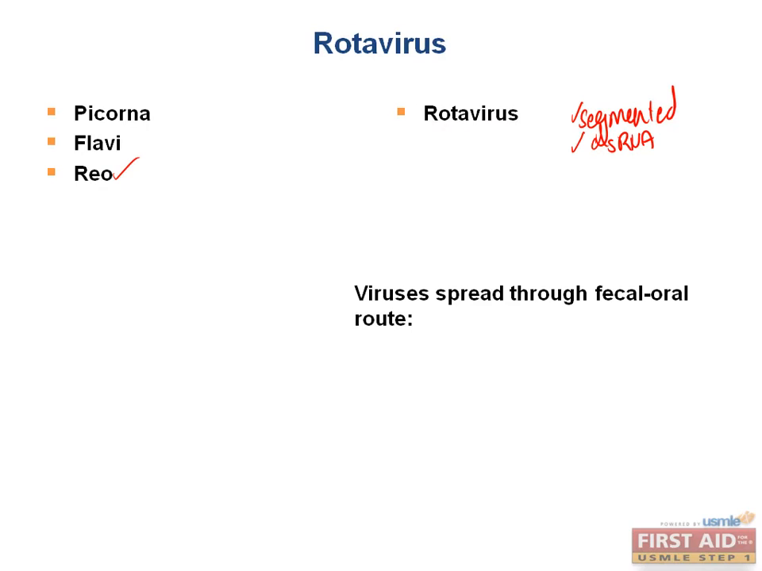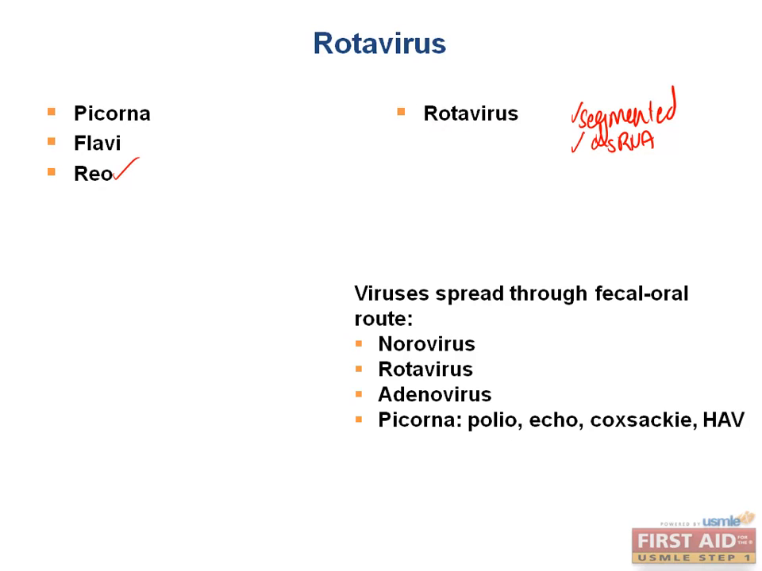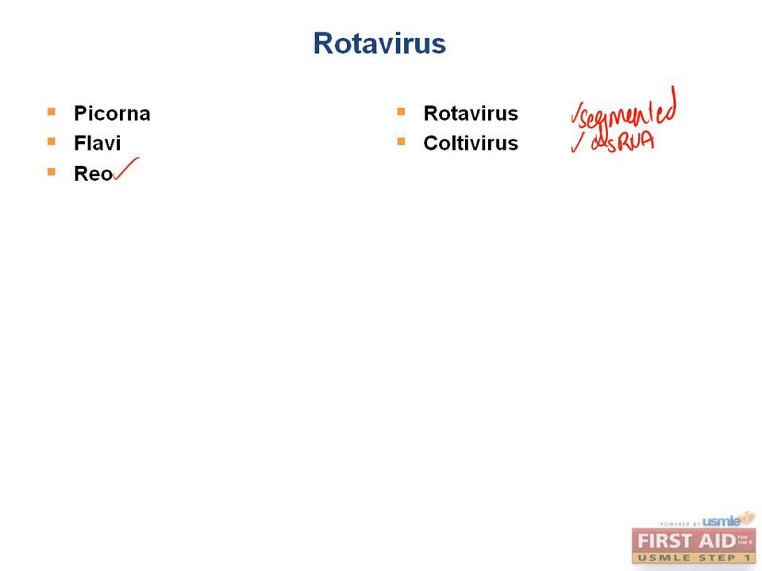Alright, let's take a moment here to remind ourselves of the viruses that are spread through the fecal-oral route. They are norovirus, rotavirus, which both cause gastroenteritis, adenovirus, and enteroviruses of the picorna family, namely polio, echo, Coxsackie, and Hep A. Just one last thing. There is another reovirus you could hear about. It's called cultivirus and causes Colorado tick fever. I must say, this is a very low-yield virus to memorize.